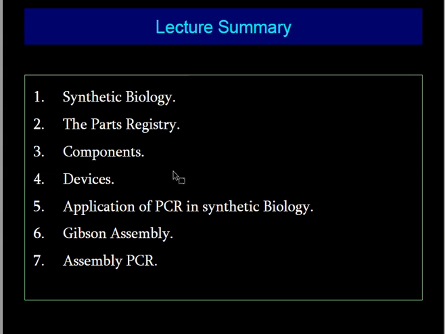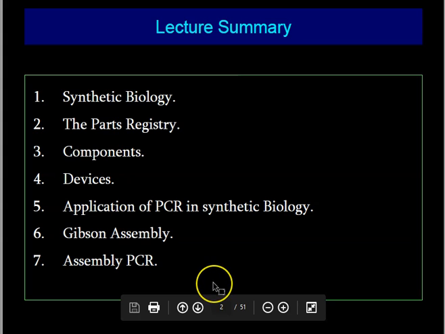So the parts registry comprises different parts which can be assembled in order to form functional genomic assemblies. The different parts are termed as components, and a device is a part which is developed by combining one or more components. When we do experiments involving synthetic biology, we have to be aware of the PCR, which involves Gibson assembly as well as assembly PCR. These are the two tools which are used to engineer DNA molecules.